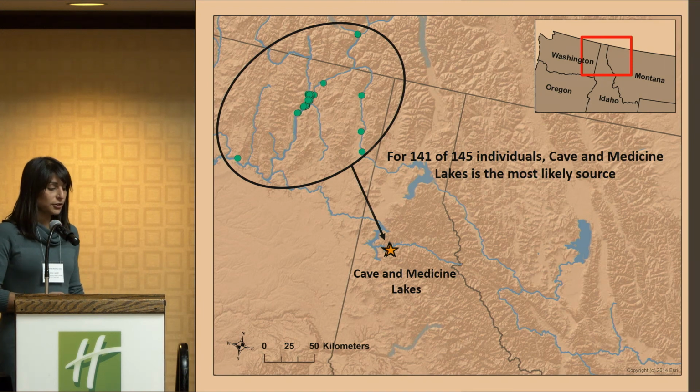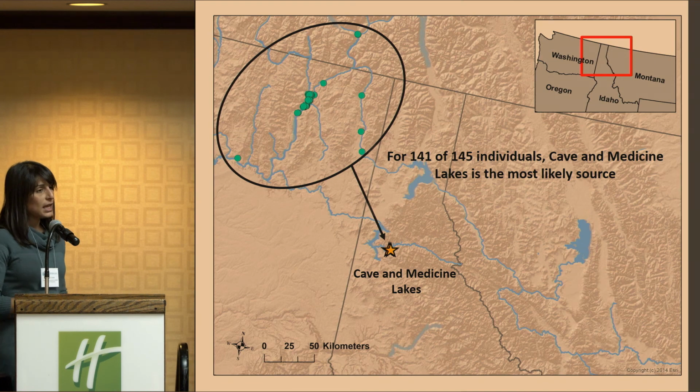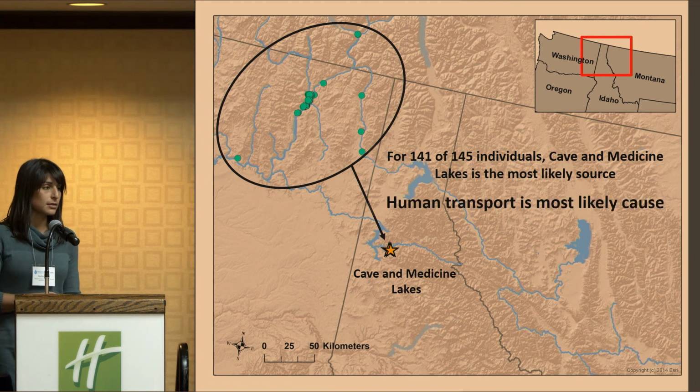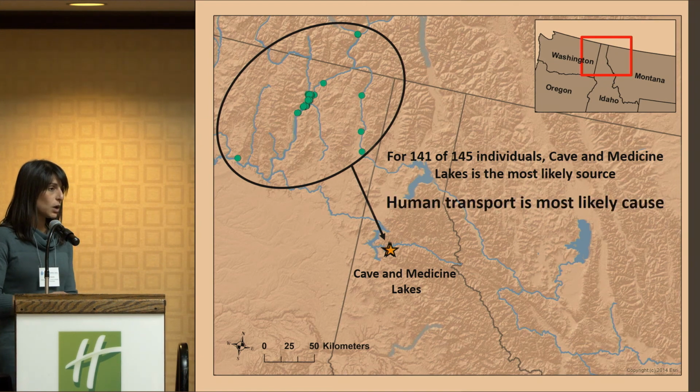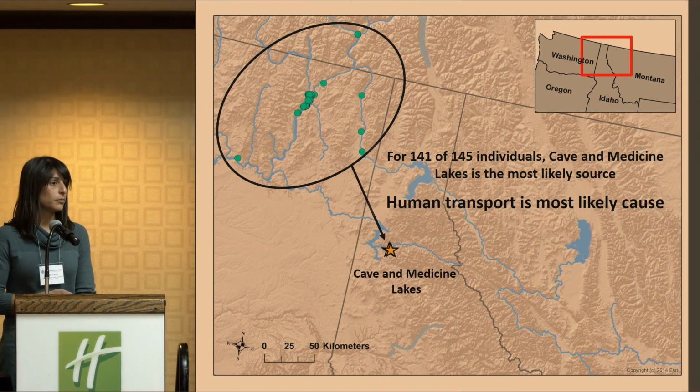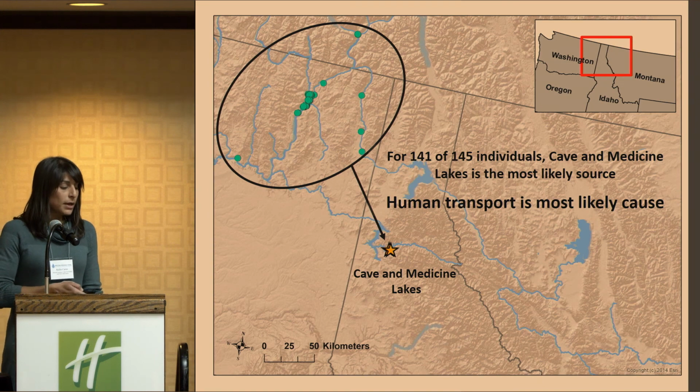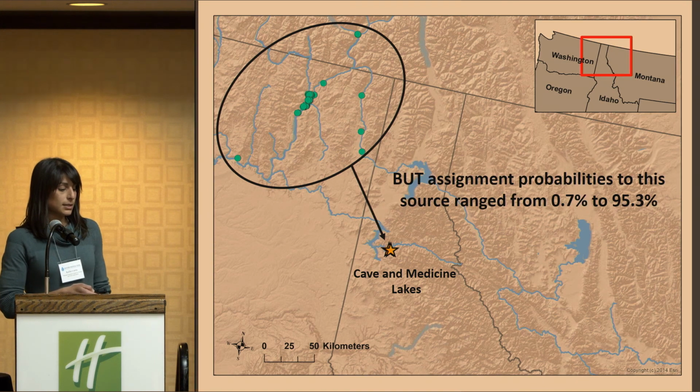By and large, nearly all of the individuals had the highest probability of assignment to Cave and Medicine Lakes, which is in the Coeur d'Alene River Basin. And really what that tells us is that our second hypothesis is supported. It's most likely that these fish in eastern Washington did not wash downstream from the Clark Fork River Basin, but were transported by humans. But there are still some nuances to understand here.